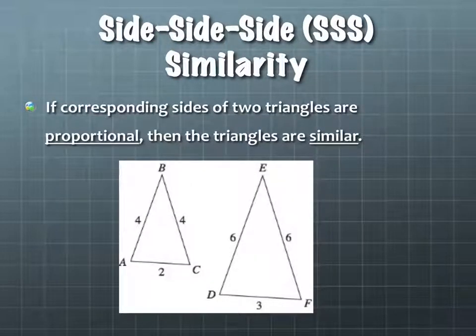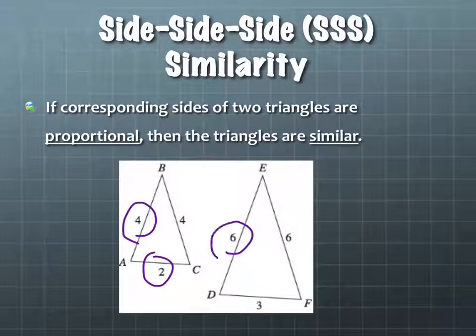The first one's called the side-side similarity. If corresponding sides of two triangles are proportional, then the triangles are similar. We can see in this one, even if I didn't have everything marked quite as neatly, if you look at this corresponding ratio, 4:2, and this is 6:3, that's the same ratio. The tall pieces on the top are twice as long as the base. So if the common ratio exists, then we're good to go.